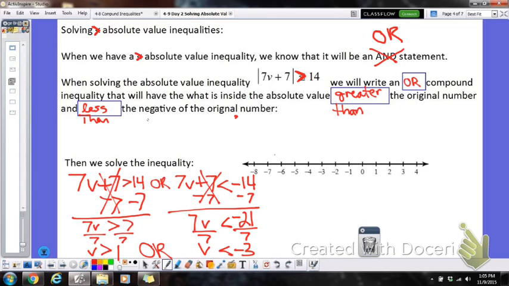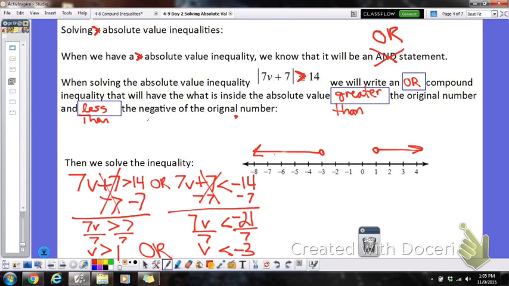And let's go ahead and graph that. So I will graph an open circle at the negative 3. Since it is less than, I will shade to the left. And I will have an open circle at 1. Since it is greater than, I will shade to the right.